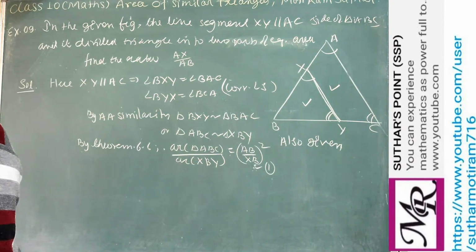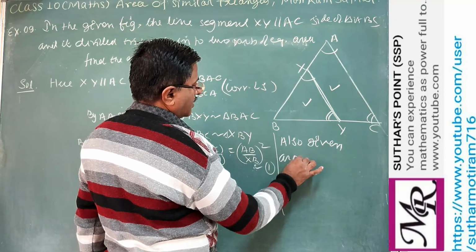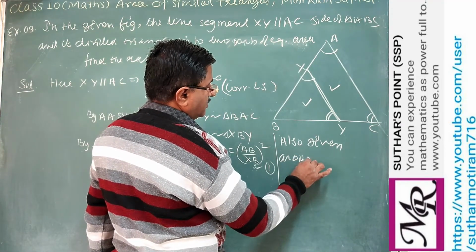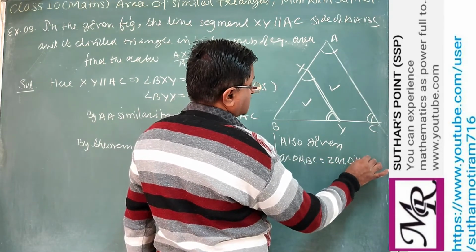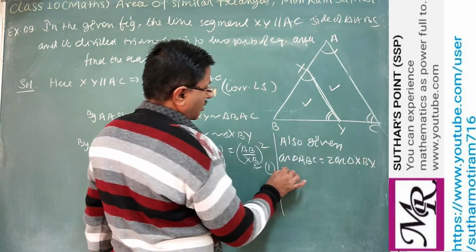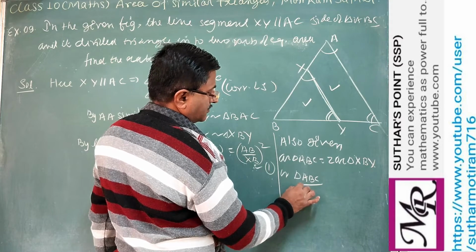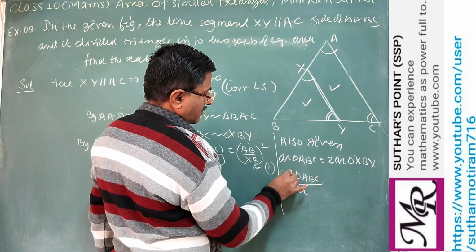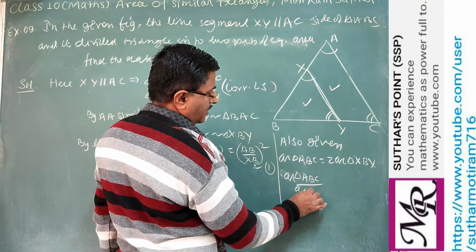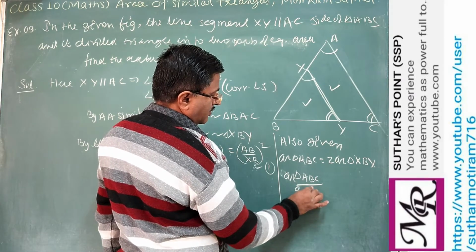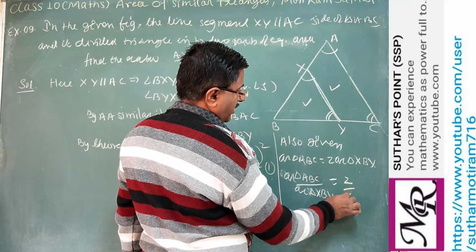So you may write here area of triangle ABC equal to twice area of triangle XBY. Or if you want to write it in terms of ratios, area of triangle ABC upon area of triangle XBY is equal to 2 by 1.